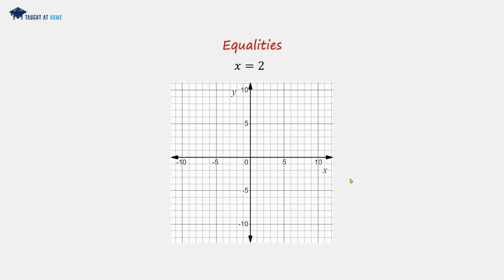And equality takes the form of an equation, x equals 2 for example, and we know that the solution, there is only one, x equals 2. It cannot be any more or any less. And it would look like this on the graph, a line through x equals 2.